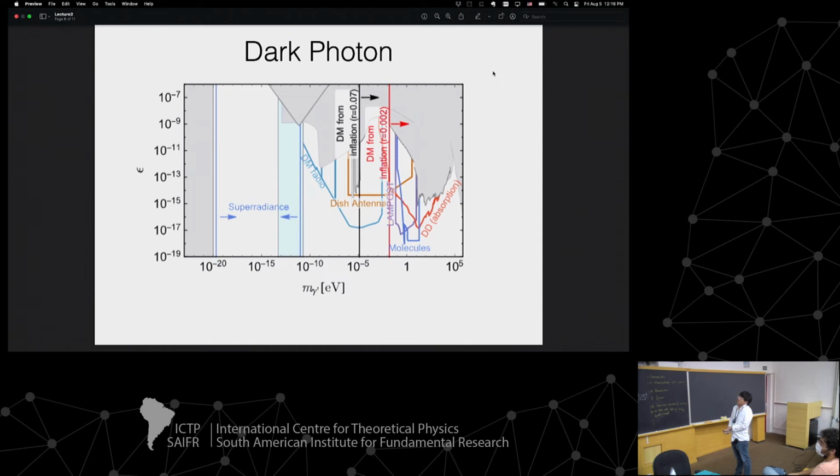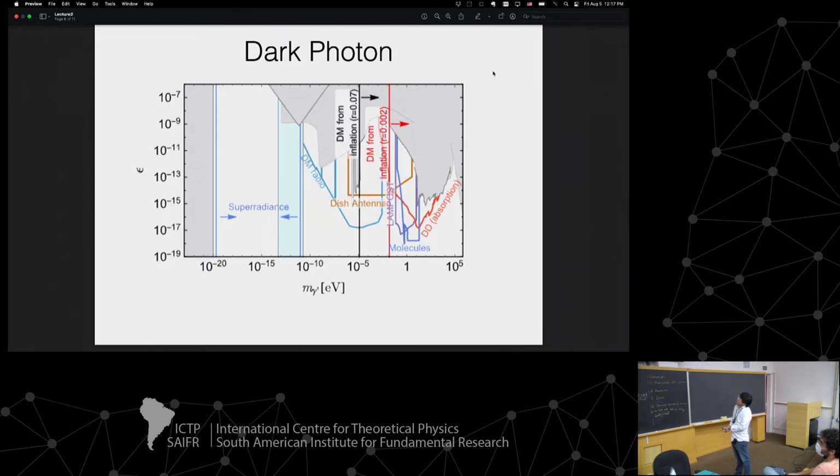So the parameter epsilon tells you how much weaker it is coupling to us, coupling to the electron, for example, compared to its coupling to the photon, electron coupling to the photon. So you see it is more than 10 orders of magnitude weaker in coupling to the electron than our photon, and yet now we are sensitive to it with various experiments. Okay, so the axis again is the dark photon mass, and this is the range.